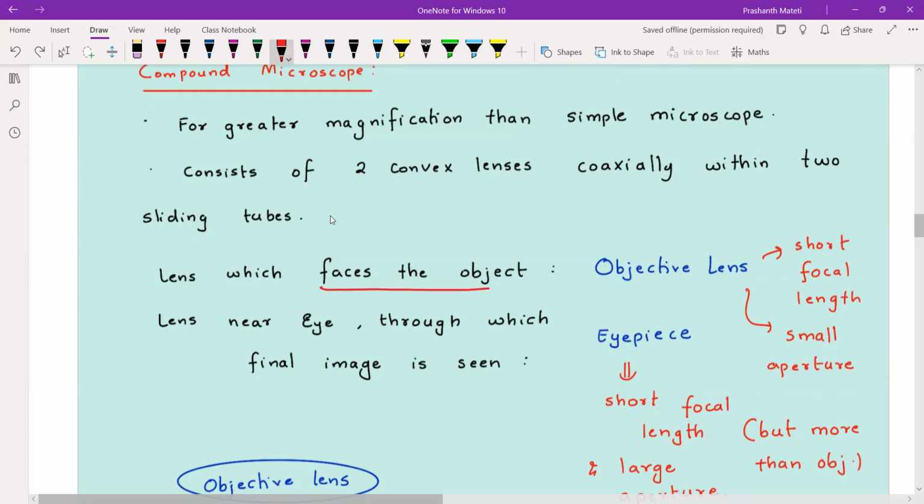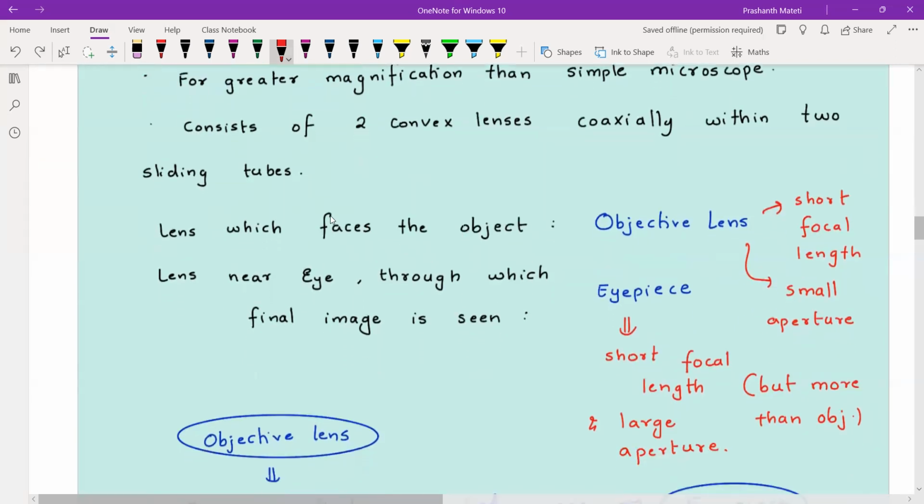The lens which is near the object, which is facing the object, is what we call the objective lens. Its characteristic is that it should have a short focal length and a smaller aperture. Smaller aperture means the vertical diameter should be small. The lens which is near the eye is what we call the eyepiece. The eyepiece should also have a shorter focal length, but more than the objective lens. We need both lenses shorter because all this is for magnification.